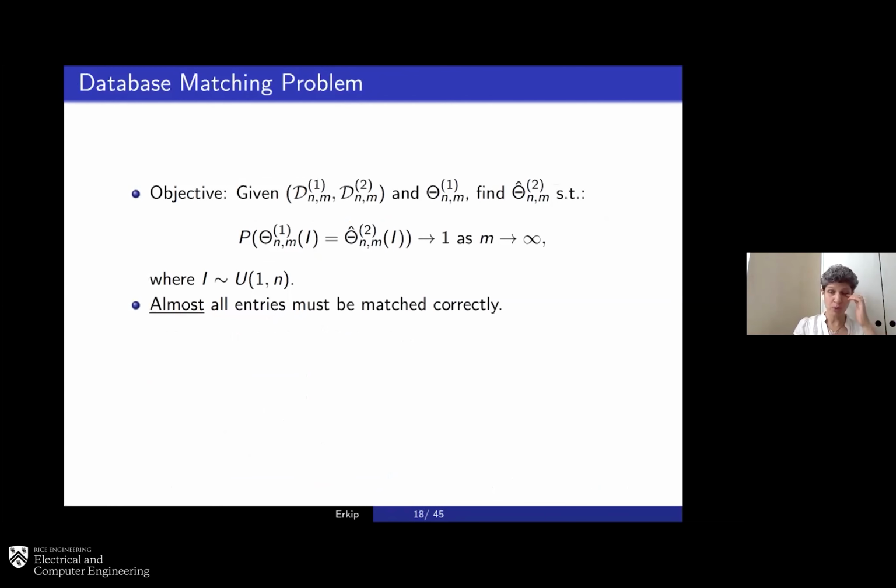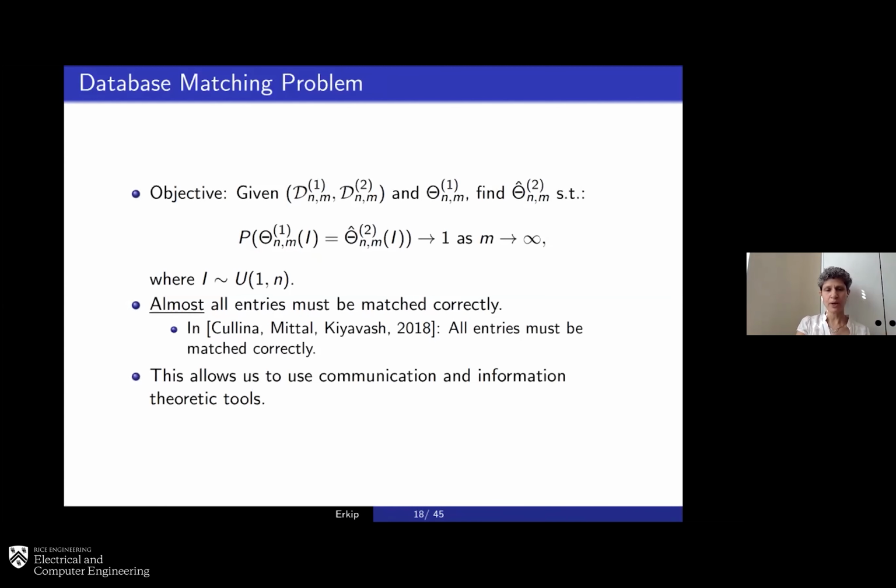So our database matching problem, more formally, is: given two databases, these two databases are correlated for the matching rows. But now we don't know what the matching rows are, and our goal is to find what that matching is. What's the mapping that tells me who each person is in the second database? And we want almost all entries to be matched correctly, as opposed to matching each and every entry correctly, which again allows us to use results from channel coding.